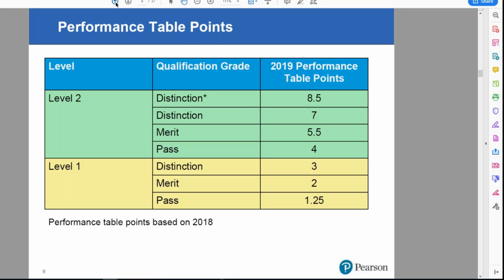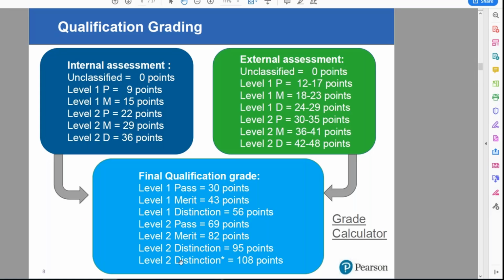Yeah, did you spot that? Distinction star, 108 points. So even though this only goes up to level 2 distinction, you can go to distinction star in the overall system.